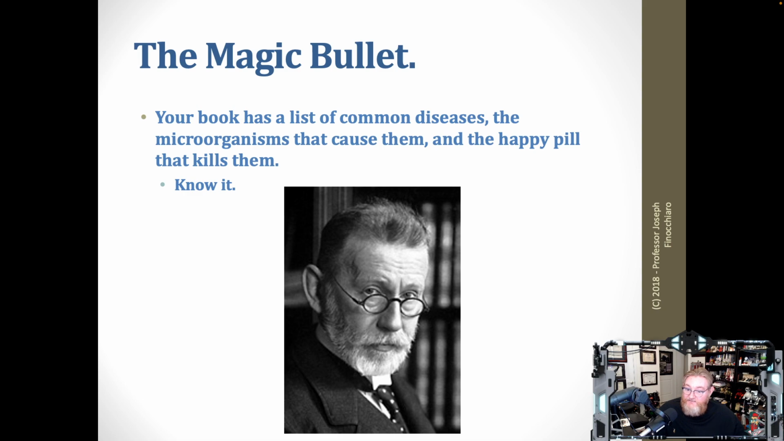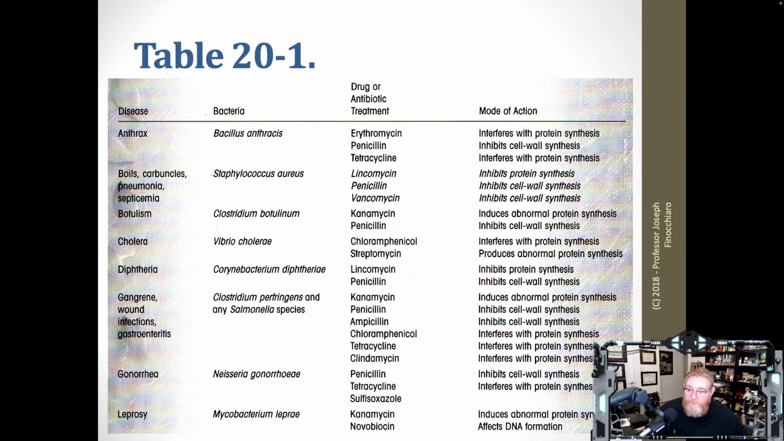Your book has a list of common diseases, the microorganisms that cause them, and the pharmaceutical or treatment that kills them. So looking at you, table 20-1, these charts are the absolute best way for you to study these things as you progress going forward. Grab a chart, look through it, and do your thing, okay? People might not always have the time to read the chapters, but you have time to look at a chart. You can just flip right through it, okay?